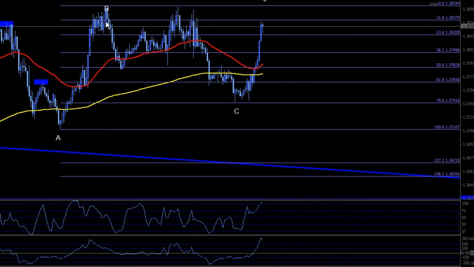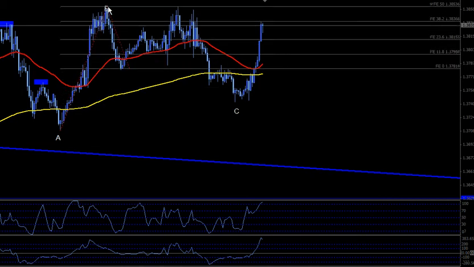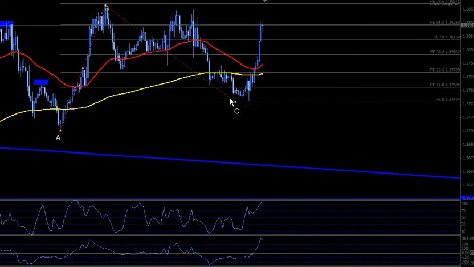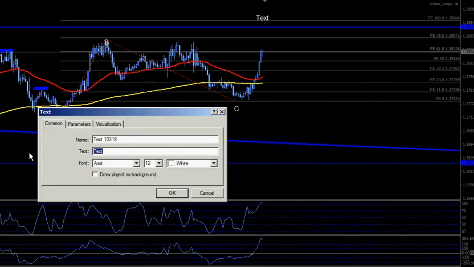Now, where is the target on this? As long as price stays above this 786 here at 37.41, the target is then the actual D target, 38.84. Okay, so how are we going to get there?